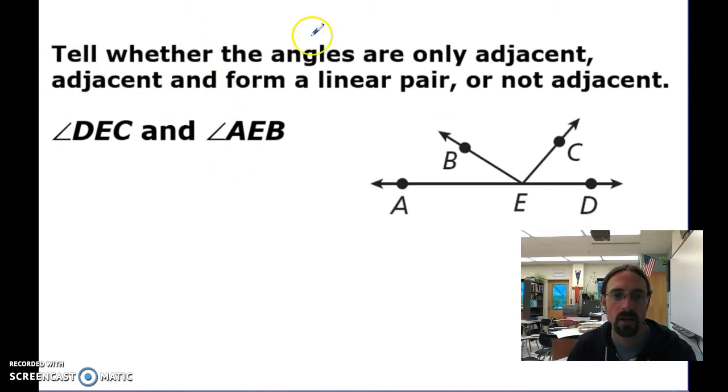So let's try this right now. Tell whether the angles are only adjacent, form a linear pair, or are not adjacent. Well, angle DEC, so this is the old identification game, and AEB. Well, wait a minute. These aren't even adjacent. They don't have anything in common. So we would say not adjacent.